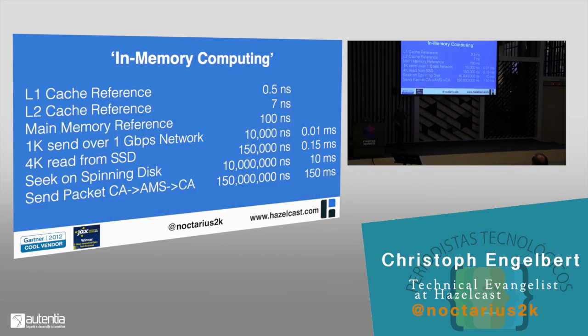Oh, okay, wrong order. Let's go to that one first. So we see that we definitely can't go as fast as L1, L2, and L3 caches, depending on the CPU. Whenever you find a CPU that is reasonably cheap and that has a terabyte of L1 cache, please tell me.